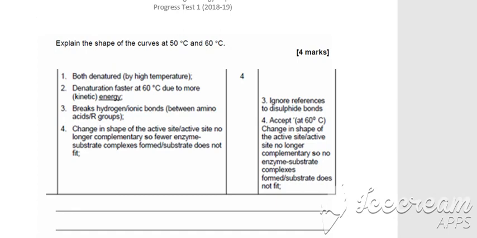So the mark scheme is looking for the first mark, a reference to both of those temperatures denaturing the enzyme. The denaturation will happen faster at 60 degrees because there is more kinetic energy due to the higher temperature. The hydrogen bonds and the ionic bonds will be broken, so there is a change in the shape of the active site, so therefore it is no longer complementary to the substrate, so fewer enzyme substrate complexes are going to form because the substrate is no longer going to fit.